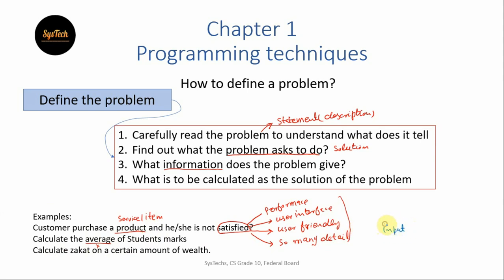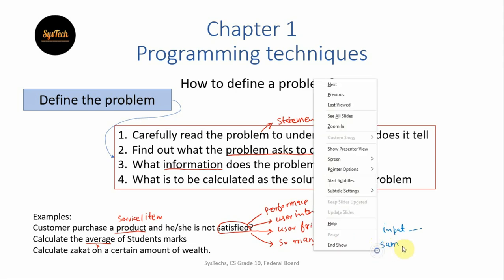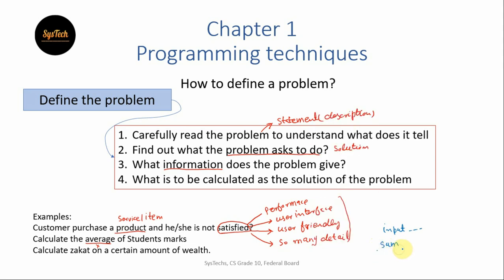Maybe 2 numbers, 4 numbers, 10 numbers, 100 numbers, whatsoever it is. After taking the input, we shall calculate their sum, and according to the formula we shall divide it by the number of the elements, 2, 4, whatsoever it is, and then we shall calculate the average.